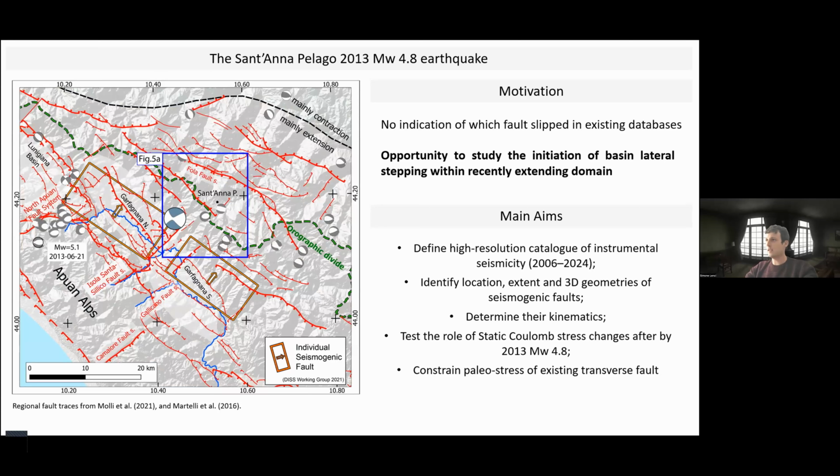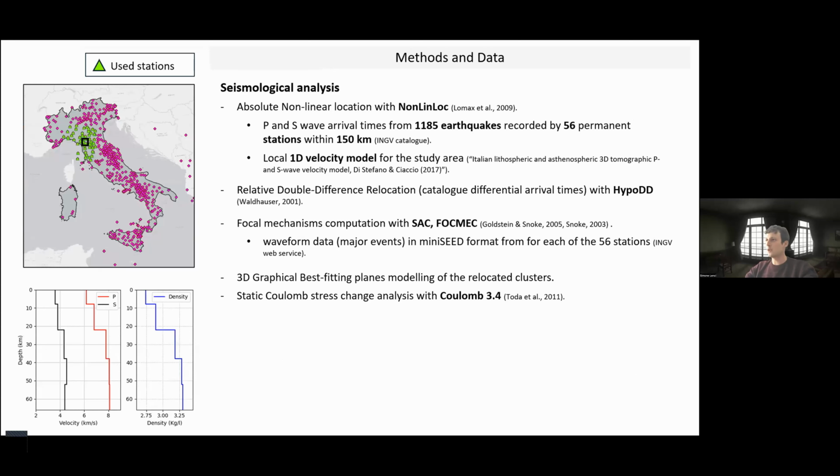In particular, we want to understand how much the stepping can be due to transverse structures and how extensional basins initiate and link across their lateral step. So we first followed a seismological approach aiming to create a high-resolution catalog of earthquakes and faults. We start with the absolute nonlinear location of earthquakes with NonLinLoc using a local 1D velocity model and the INGV catalog P and S wave arrival times from the earthquakes covering the period 2006-2023.